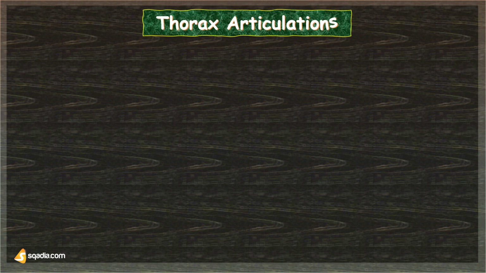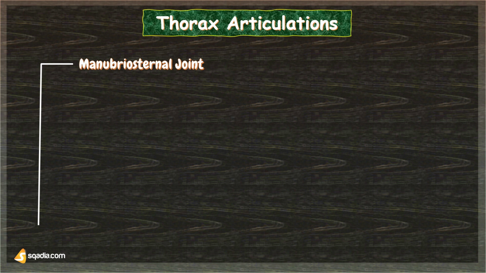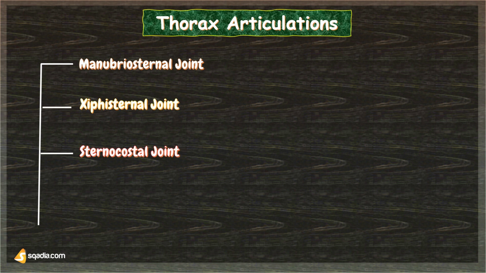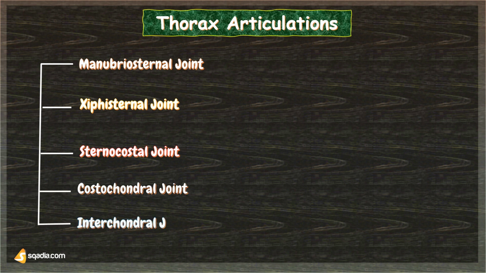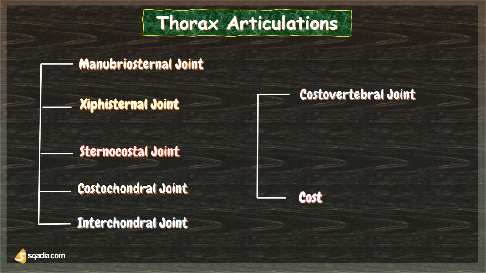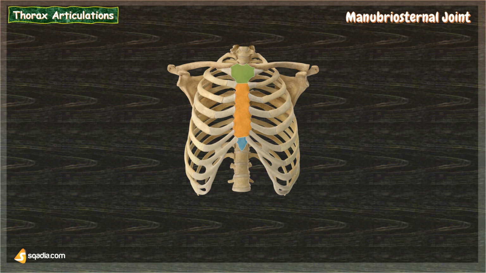Now that we have talked about the bones of the thorax, let's talk about the articulations, or the joints of the thorax. The joints of the thoracic cage include the manubriosternal joint, xiphisternal joint, sternocostal joint, costochondral joint, interchondral joint, costovertebral joint, and costotransverse joint. I already mentioned two joints when talking about the manubrium. The manubriosternal joint.